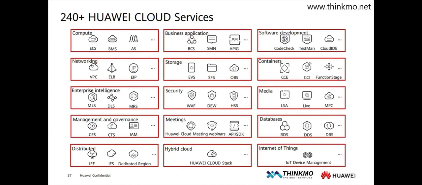Here, let's take a look at them one by one, starting with computing, application services, software development, the network, storage, container, enterprise, intelligence, safety, video management, cloud meetings, distributed databases, hybrid cloud, and the Internet of Things. These are some of the full scenario services currently covered by Huawei Cloud. At present, there are over 240 different cloud services online, and here we have only listed a few of the more common ones.